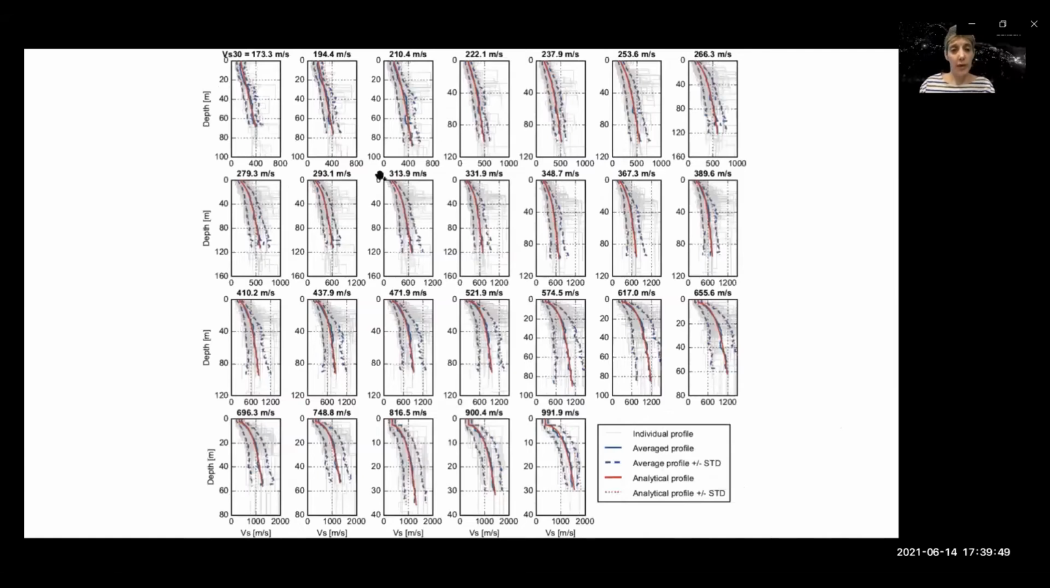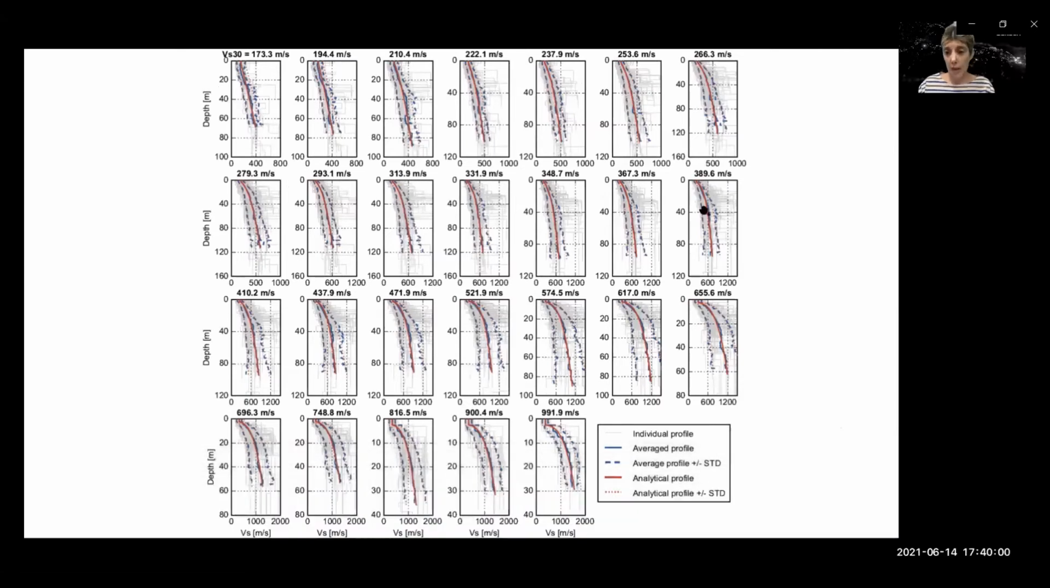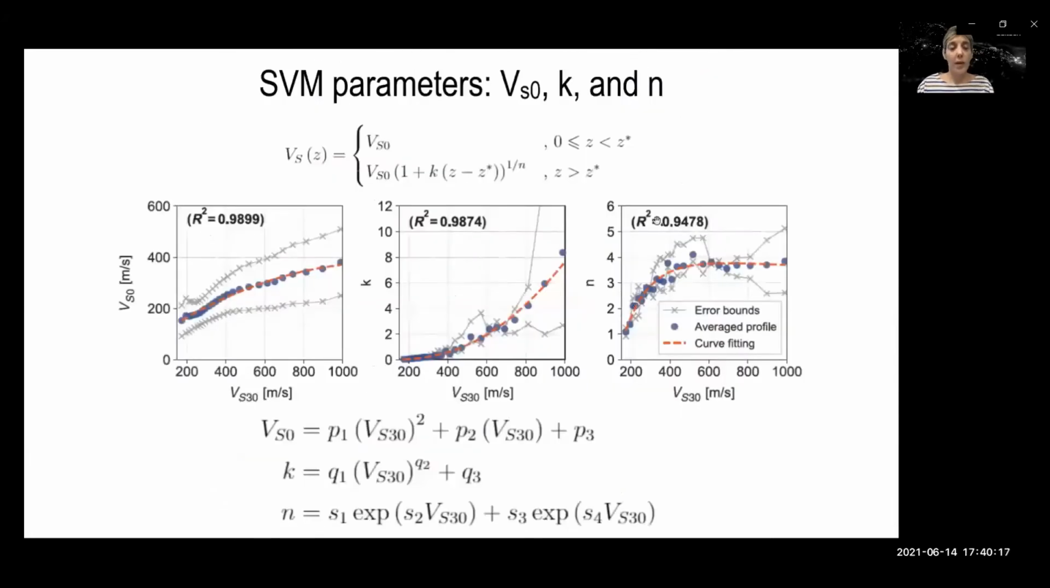So you can see here the different bins of the VS30 profile. Some had more and others had less. We let the data drive the bin formation of the databases. The blue and the dashed blue are the geometric mean and standard deviation of the profiles in each bin. The red is the fit of SVM within the bin with its variance. Note that we parameterize both the median as well as the variance of the profile.